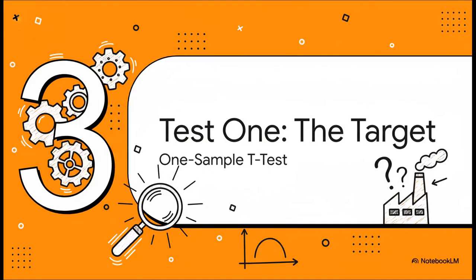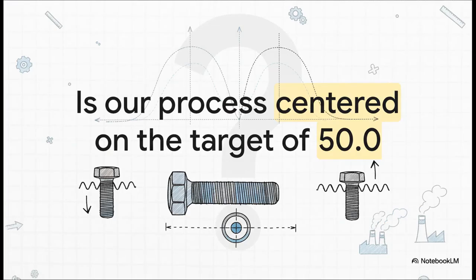Okay, so let's put this into practice. It's time for test number 1. The quality team kicks off their investigation by asking one really fundamental question about their entire production process. And that question is actually pretty simple. On average, are the bolts we're making really 50.0 millimeters long?